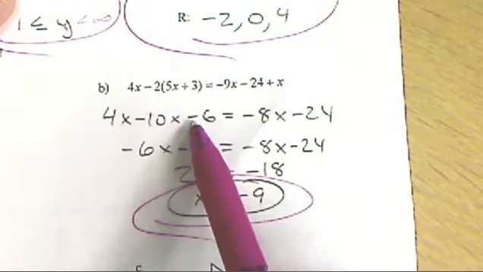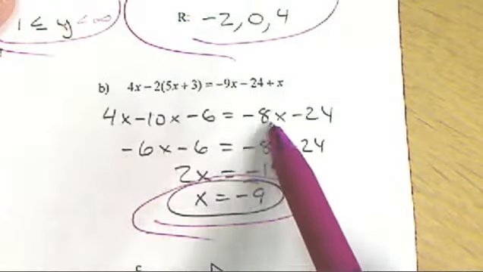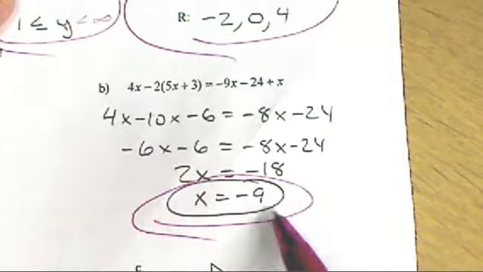Distribute, make sure that's a negative, combining like terms, and then just solving.